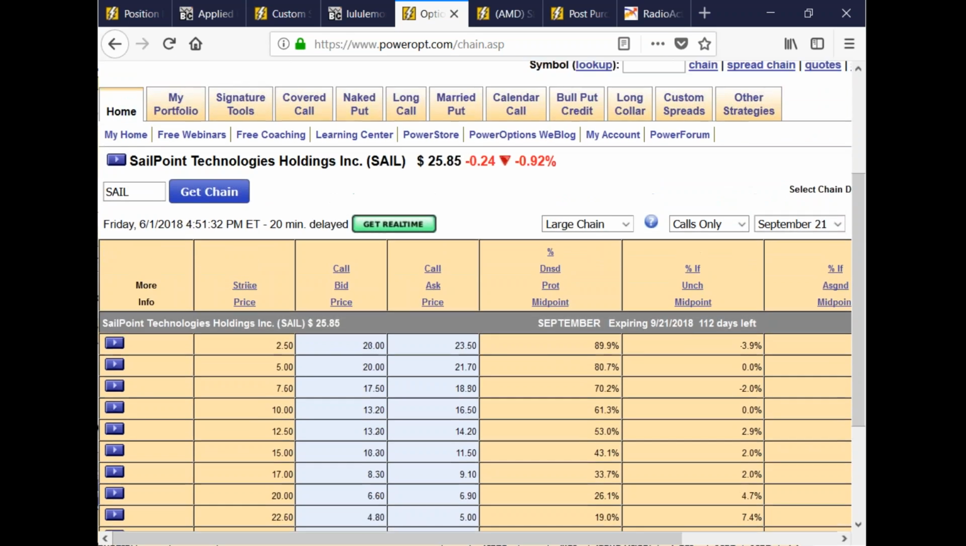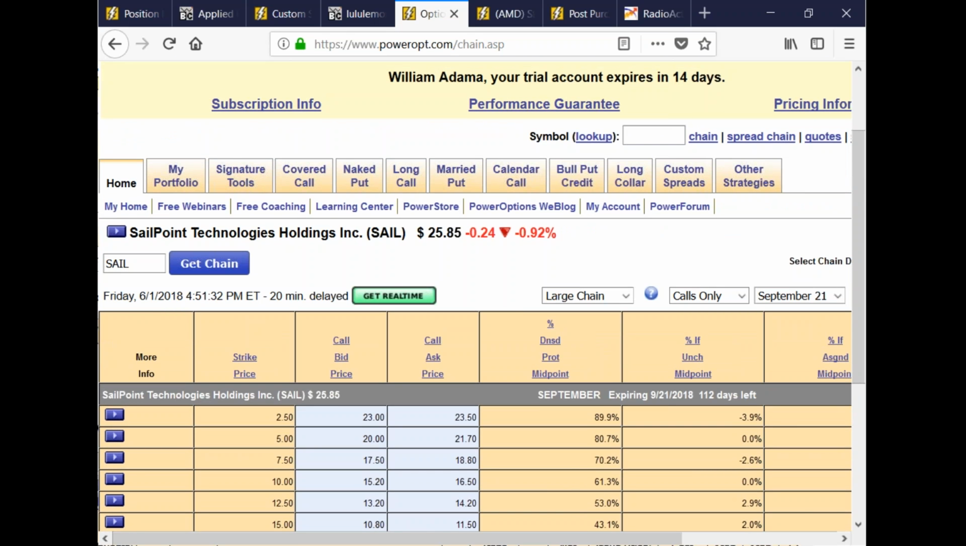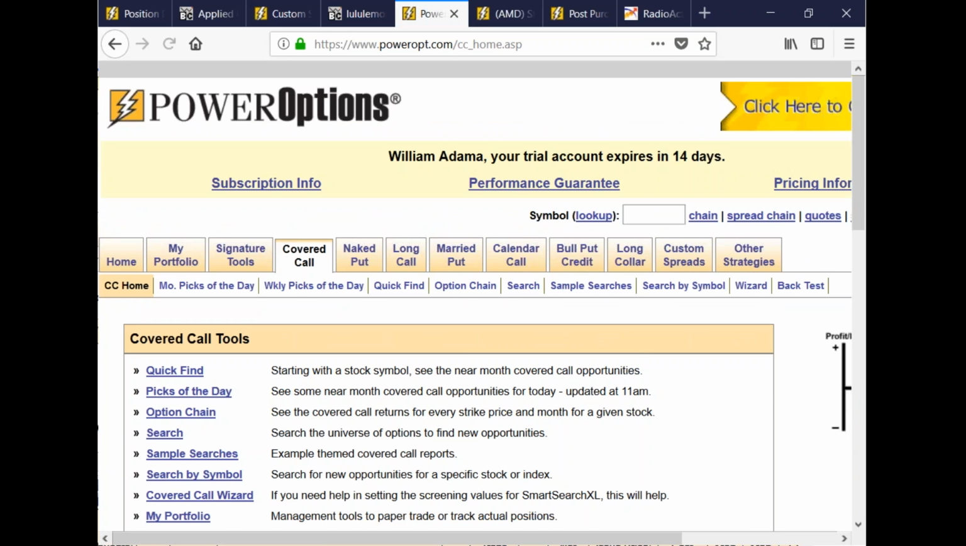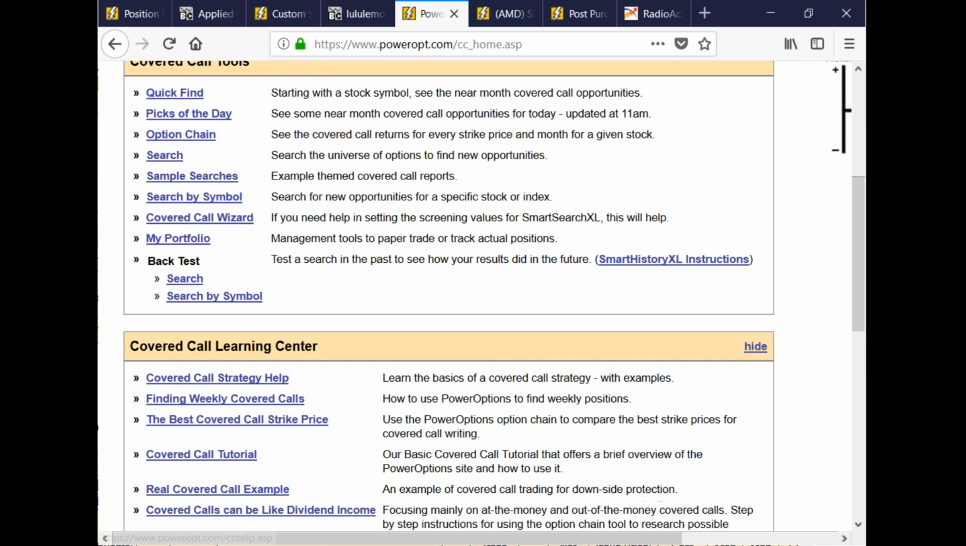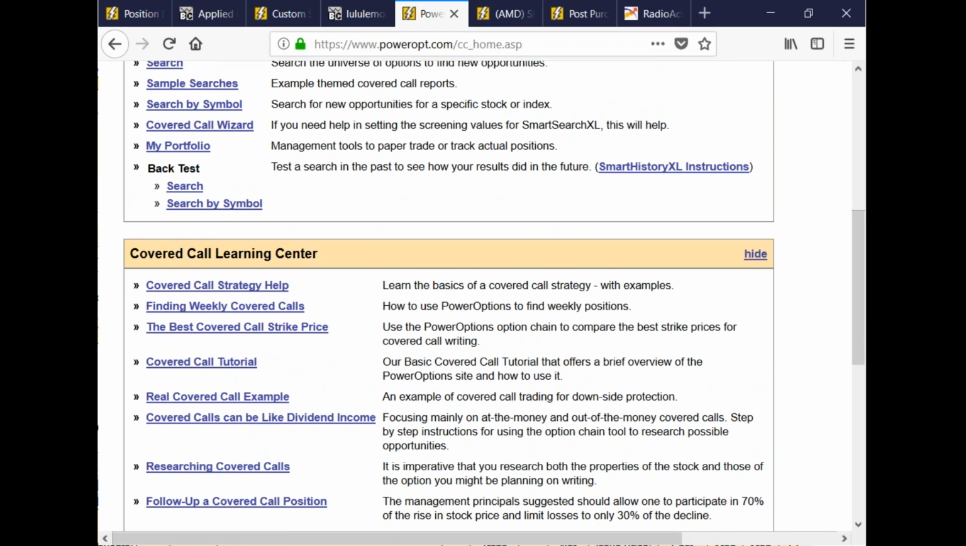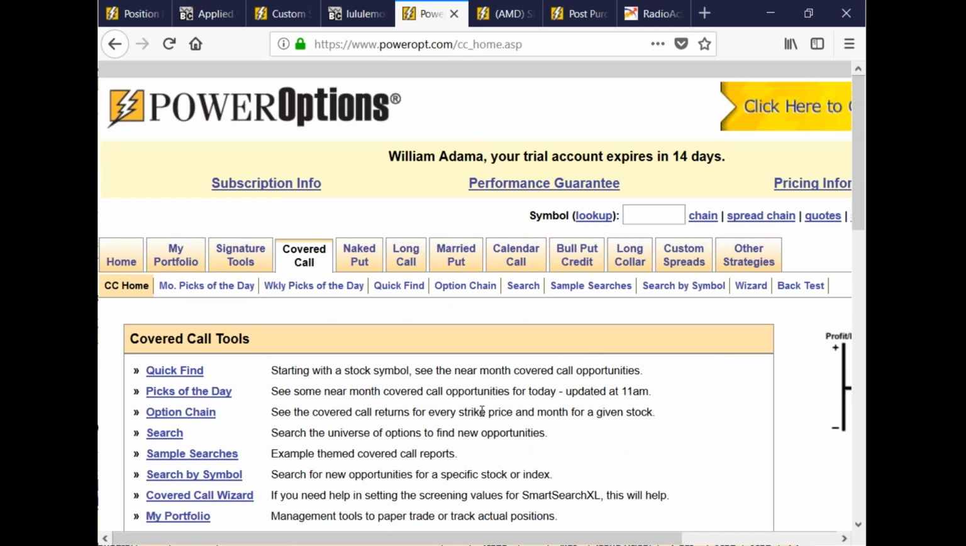But one thing we want to consider, let's go to the chain to SALE, Naren. This is something that you might want to consider. And of course, you're interested in covered calls. Go to the covered calls page, and you can see some information on finding weekly covered calls, best covered call strike price. We did a 2-minute video on that recently as well. Some covered call examples.